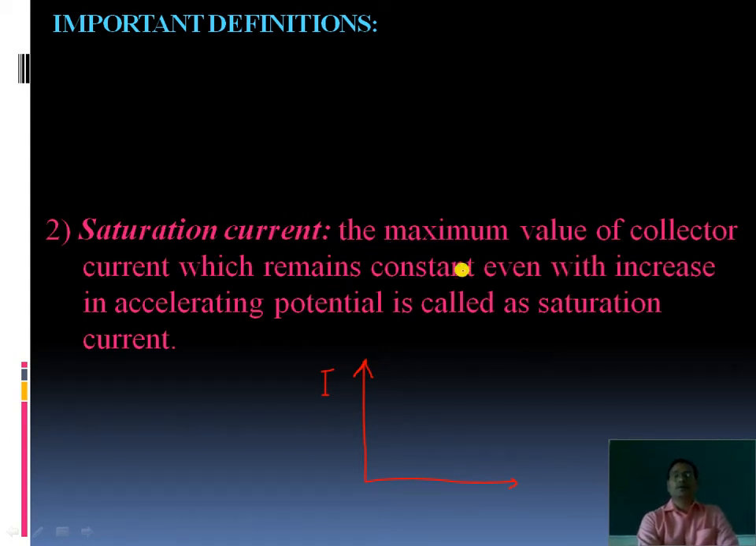The maximum value of collector current remains constant even with increase in accelerating potential. On this axis we have to consider potential, that is the accelerating PD. So the graph is like this. At zero potential, some current flows through the circuit, and beyond this, if we go on increasing the potential, the current increases and it becomes maximum. This value is called the saturation current. So saturation current is defined as the maximum value of collector current which remains constant even with increase in accelerating potential.